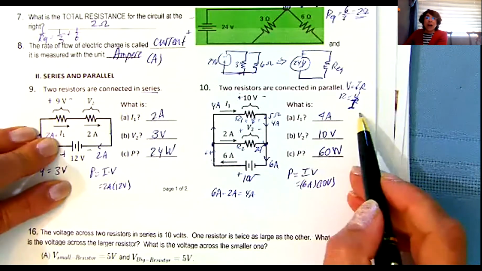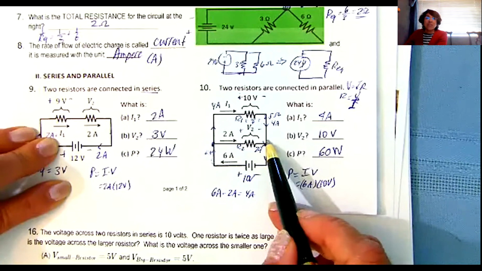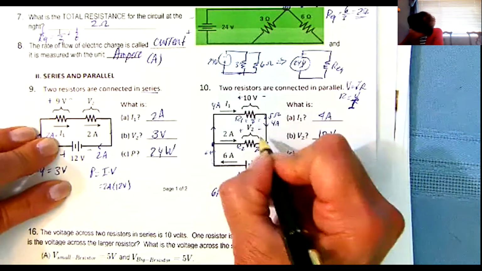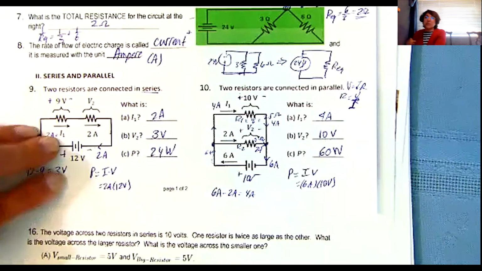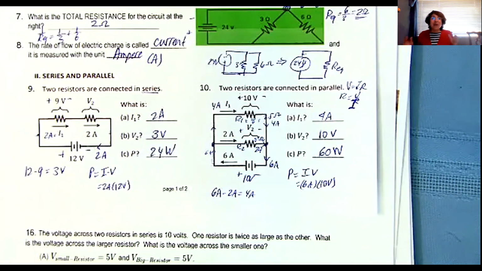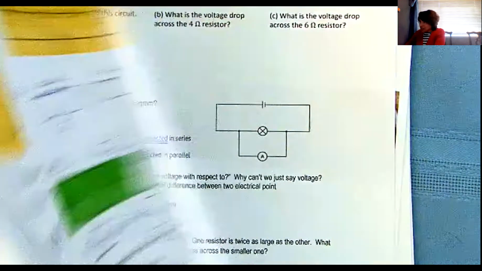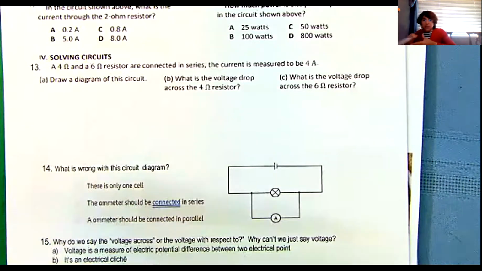Again, it's V over I. I got the voltage as 10 volts divided by I, which is 2. 10 divided by 2, I got 5 ohms. So this one's 5 ohms. So now we solved everything about this circuit with the little information they gave us. Any questions? Let's go to the back side of the page.